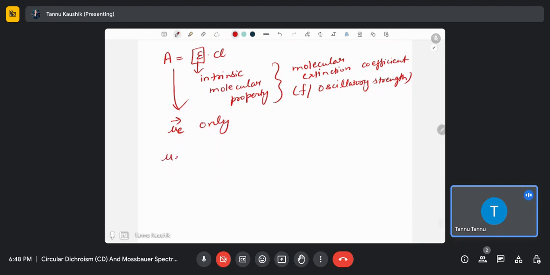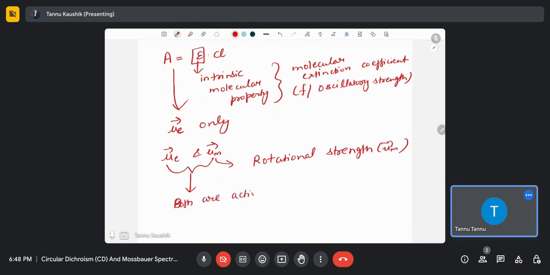But in the cases where we have both electric dipole moment and magnetic dipole moment, where this magnetic dipole moment is dependent on and defined by the rotational strength of the molecule, when both of these are active, then it is defined by the rotatory strength of the molecule.